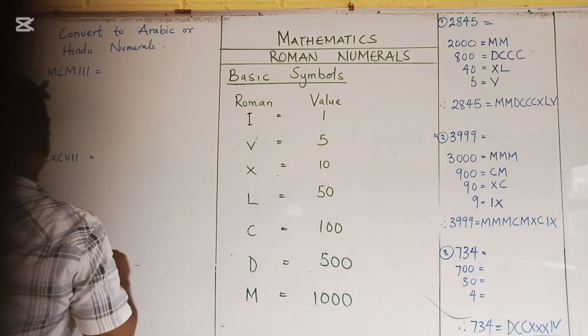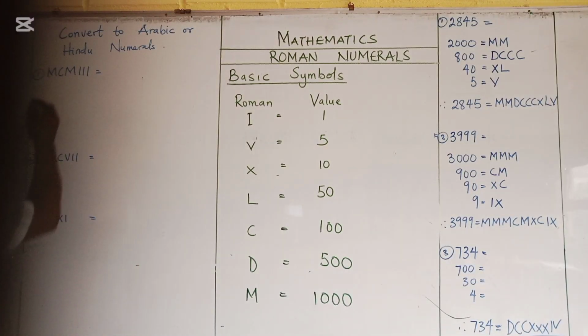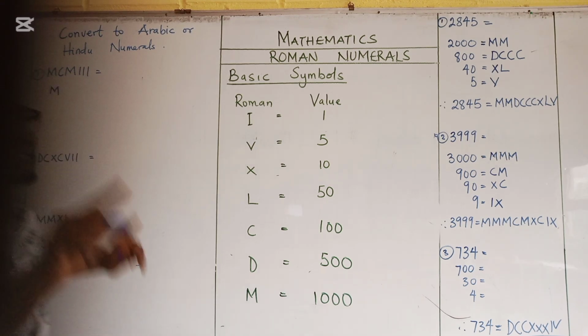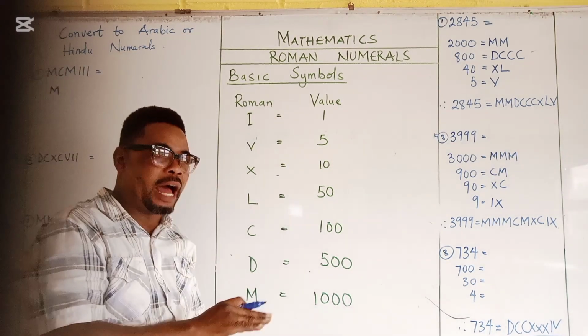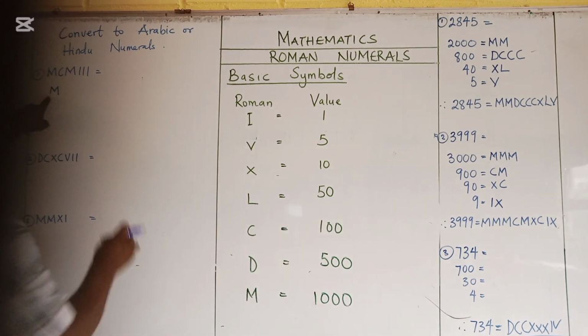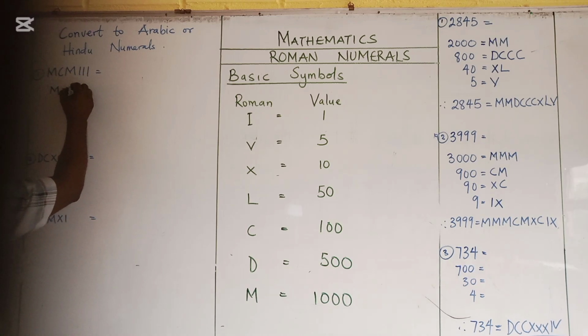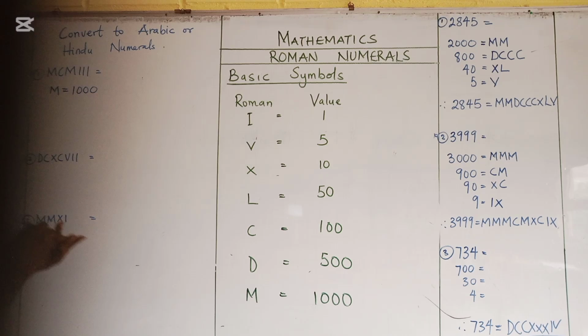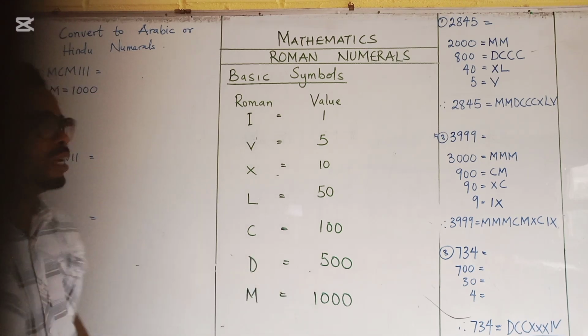And the first symbol we have here is M. But before you pick this M, check the next one. Is it bigger than it or it is smaller? Luckily, this is smaller. So that means we are going to pick our M. And M equals to what? 1,000. Then the next one we are picking is C.